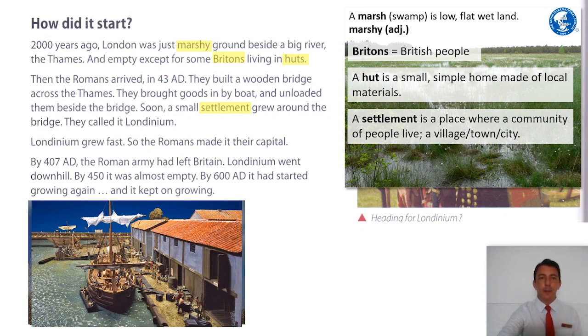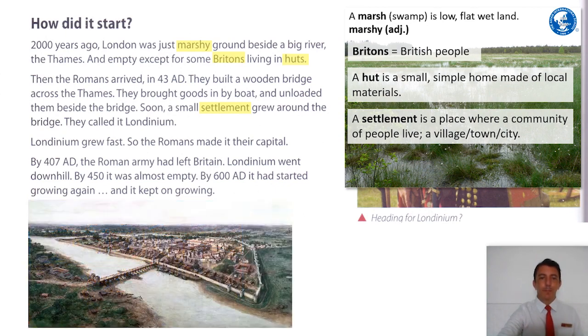So Londinium grew fast, and the Romans made it their capital. By 407 AD, the Roman army had left Britain, and Londinium went downhill. By 450, it was almost empty, but by 600 AD, it started growing again, and it's kept on growing ever since. So here's a picture of what Londinium looked like. We can see the wooden bridge going across the Thames, and Londinium was surrounded by a big wall.